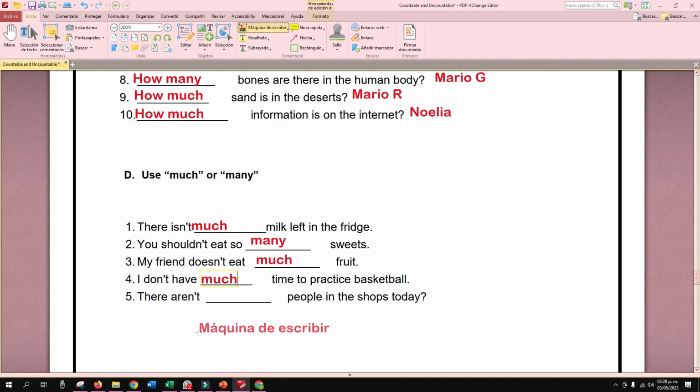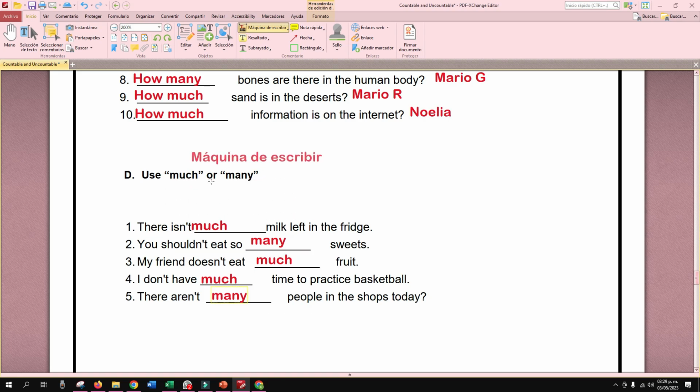Sometimes we make some mistakes, right? When we use time, we say, how many time do you have? But time, that's uncountable. So how much time to practice basketball, right? I don't have much time. And the last one, guys, there aren't people in the shops today. You know that people, that's not money, right? That's countable, right?